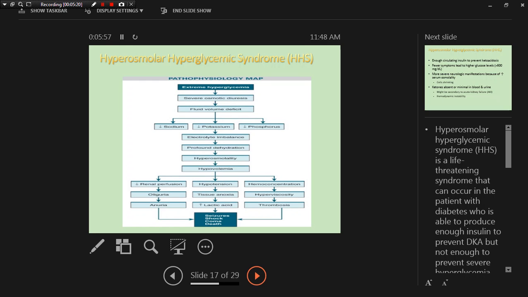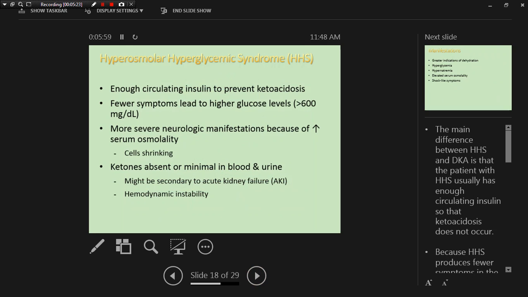Just a pathomap of HHS. All right, so like we said, they've got enough circulating insulin to prevent ketoacidosis. Blood sugars are going to be severely high, and so there's going to be a lot more indications of dehydration.